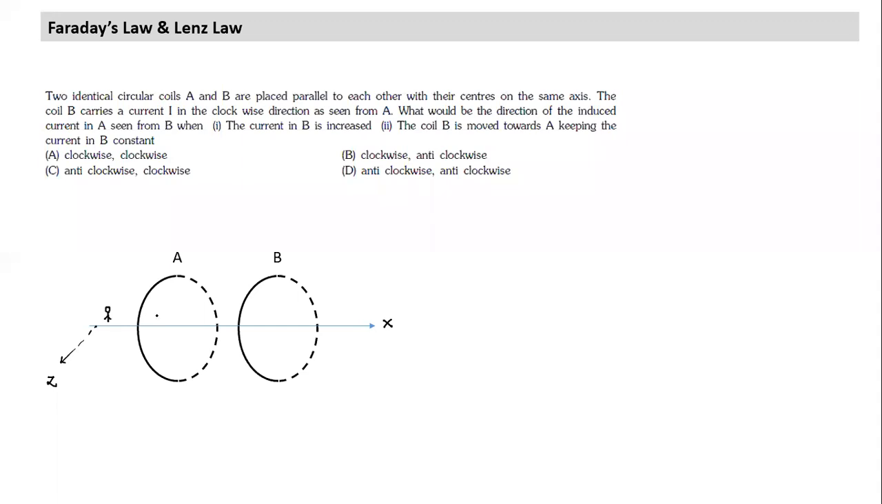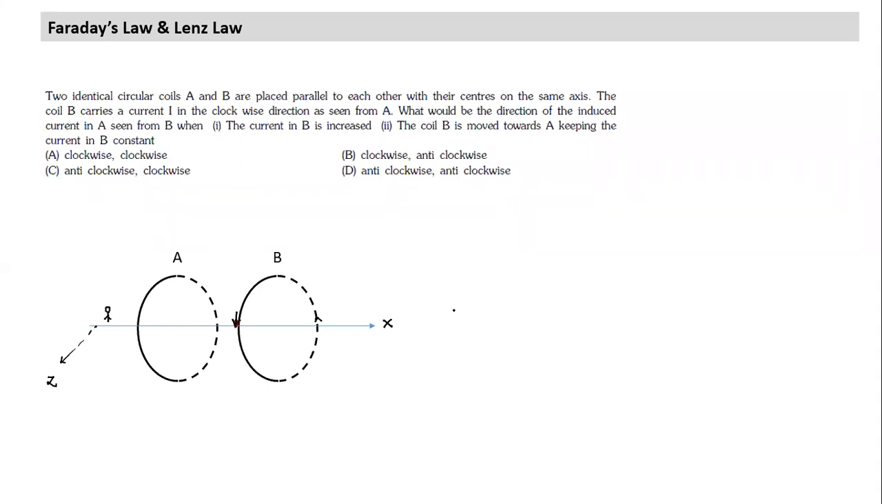If the person is observing from the A side, this side will be on the right side or left side of the person. There are two halves of the circle: this half is nearer to us, this half is away from us. This side will come on the right hand side of the person. If it is clockwise, what has to be the direction of current as seen from A? This has to be the direction of current, in the downward direction. That's the direction of the current.